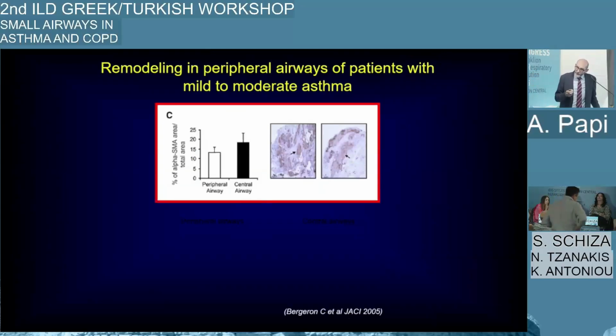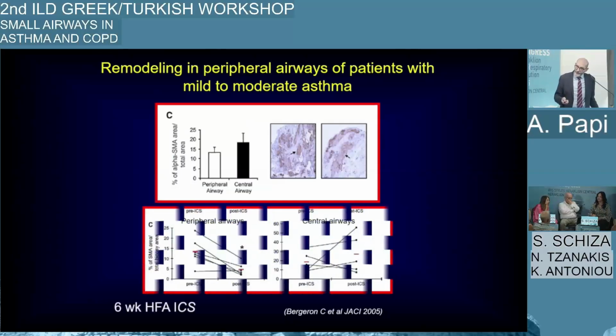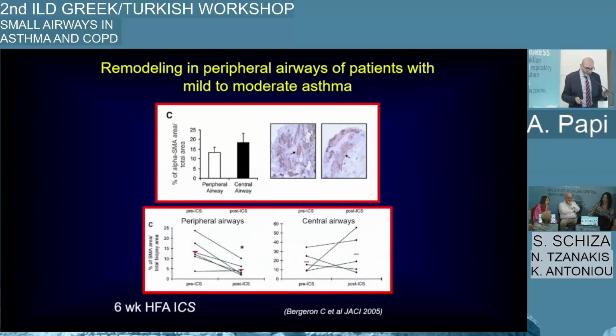Even one of the most resistant findings in asthma, which is remodeling, in this case assessed by airway smooth muscle layer density, which is increased both in central and peripheral airways, is significantly decreased, probably more in peripheral than in central airways, after treating with a formulation that can reach that peripheral district.